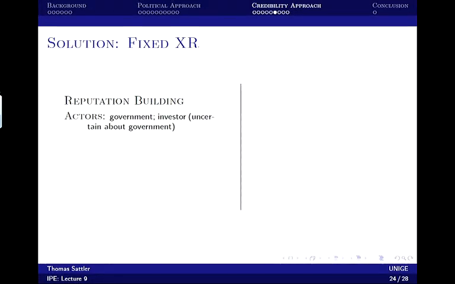So the central bank is one solution. The fixed exchange rate would be another one. A fixed exchange rate allows for reputation building. If you want to build a reputation for stability, you need to have a simple indicator that everybody can observe. So monetary policy is difficult to observe. We don't know what the Swiss National Bank is doing every day, right? But we can see whether the exchange rate is fixed or not. So suppose we have a government and an investor, and the investor is uncertain about how much the government actually values price stability.